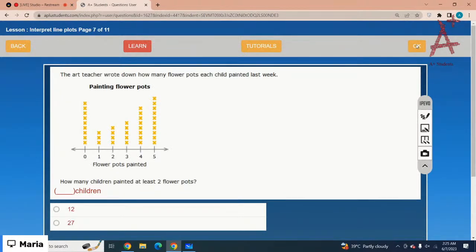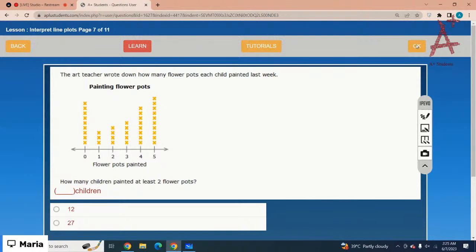Okay, the art teacher wrote down how many flower pots each child painted last week. So how many children painted at least two flower pots? That means the least value is 2 and the greatest value could be any. So you have to count the crosses starting from 2 until the 5.